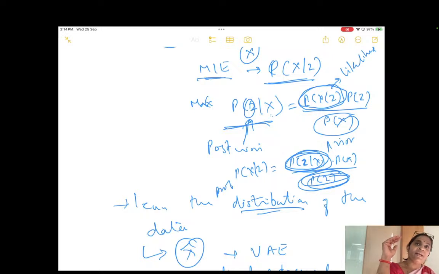Most of the time, that's why we replace P of Z by a very simple prior, which is Gaussian. What is the prior knowledge I have? The prior knowledge I always have is that the data is not very random. When the data is not random, I assume it has to obey the Gaussian. What does the Gaussian say? It says continuity. That is one of the reasons why we always assume it to be Gaussian.